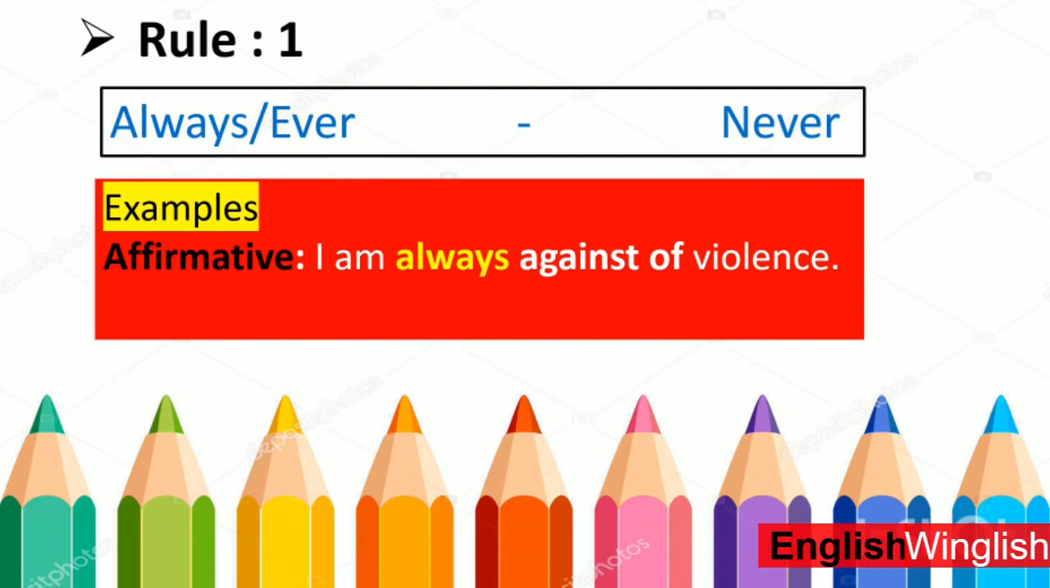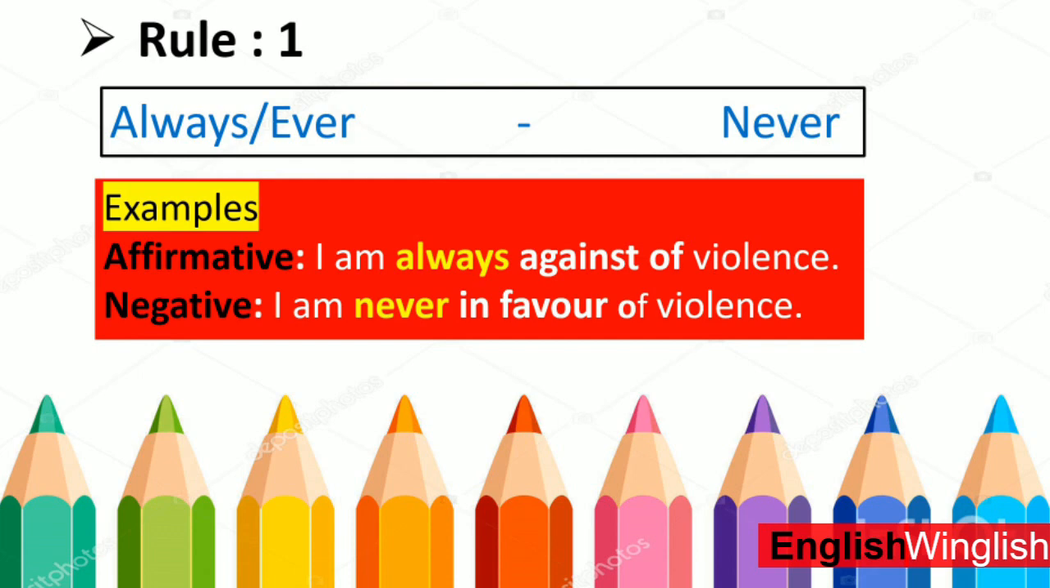In the example, you can see: I am always against violence. Here we can see the use of always. So what we have to do? We have to replace always with never. Alright, so how would the sentence be? It would be: I am never in favor of violence. What did I do? I used never in place of always, and along with that I have used the words in favor of instead of against, that is the opposite words.